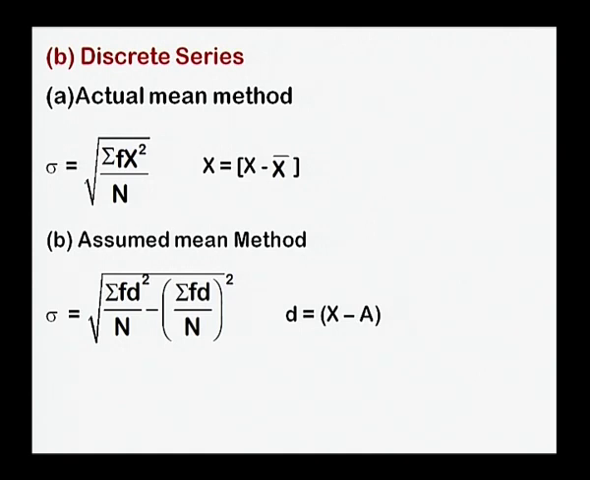And in case of assumed mean, we first of all get the deviations, which are squared and multiplied by f, then divided by n, minus summation f d divided by n, whole squared, and then we take the root. In this way, we calculate standard deviation. Now, d here means x minus a. A stands for assumed mean.